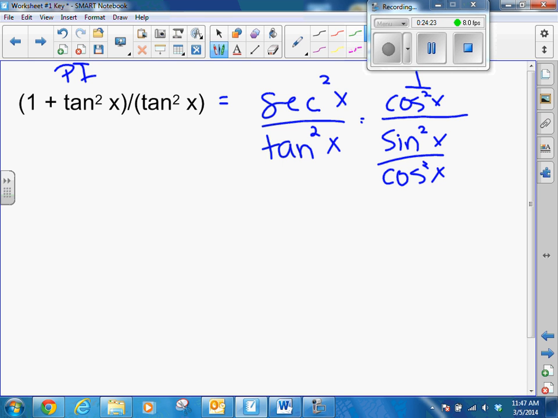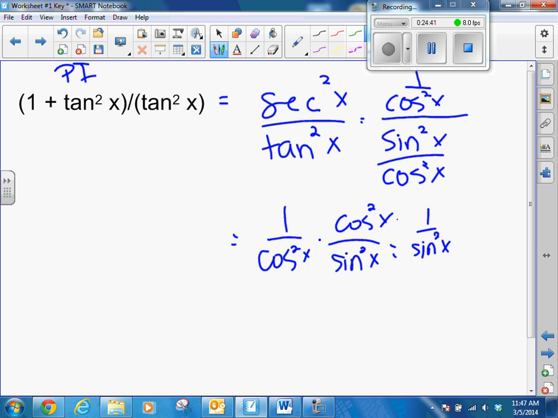Fraction divided by fraction, copy dot flip. So 1 over cosine squared x times cosine squared x over sine squared x. Multiply straight across and then divide. The cosines will cancel off, leaving you with 1 over sine squared. So cosecant squared.